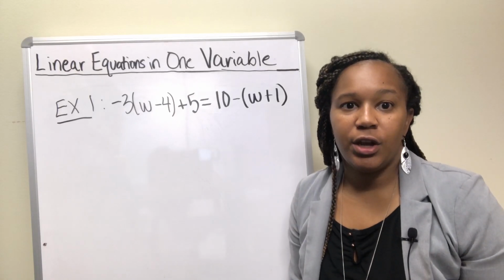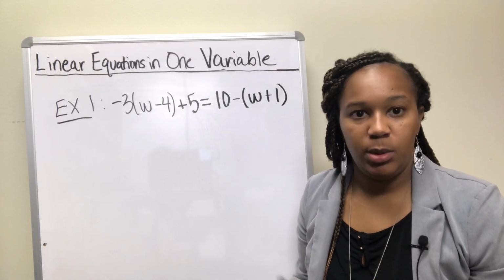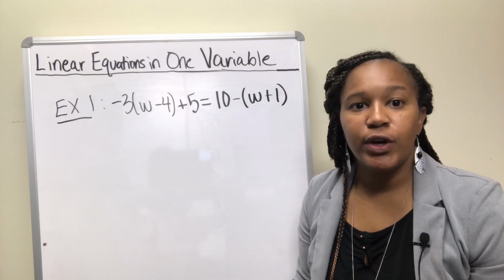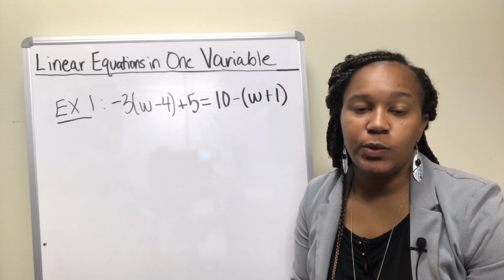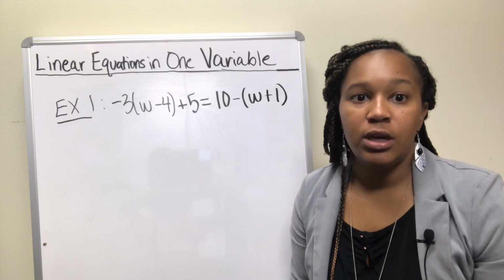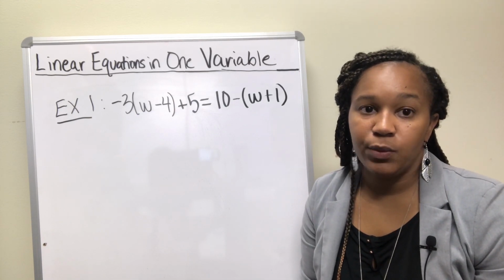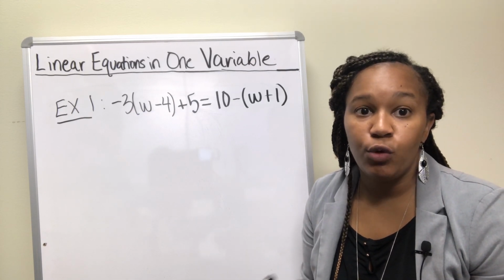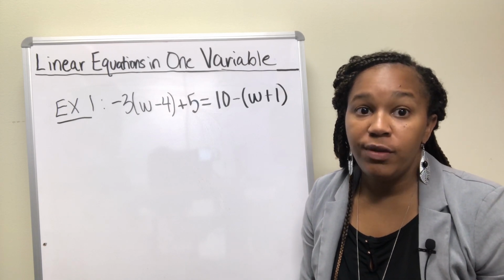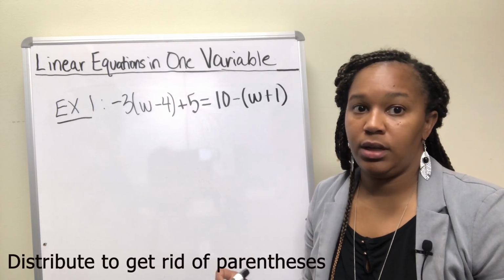Now we're going to look at linear equations that are a little bit more involved, a little bit more complex. And so this first one, we're just going to work some examples. This first one has parentheses in it. Whenever your linear equation has parentheses, what you want to do is remove the parentheses. You remove the parentheses by distributing, okay?